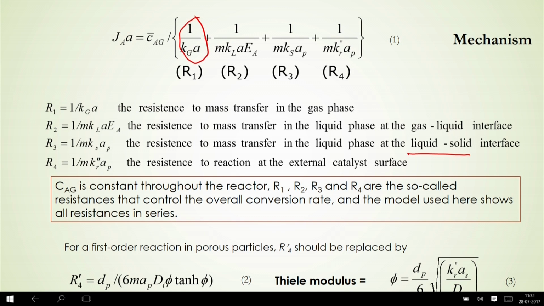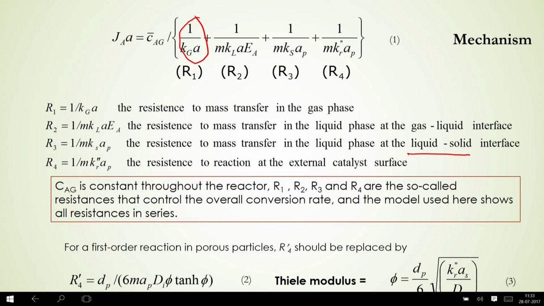So, we are aware of the resistance to mass transfer whenever a component is transferring from one phase to another phase, like from the gas phase to the solid phase here. So, what are those barriers or resistances that it has to cross? One is the gas to liquid interface, and then the liquid to solid interface, and then the solid phase there.